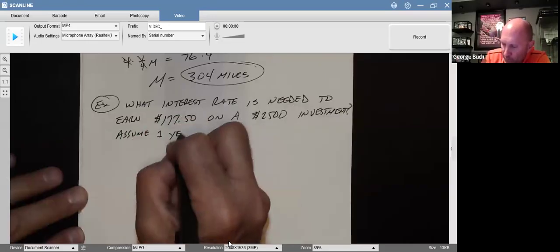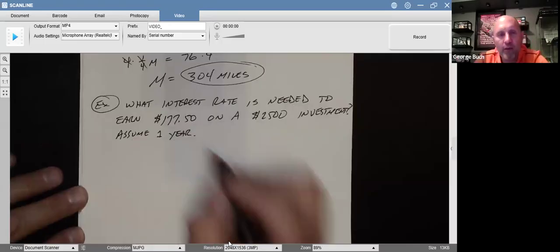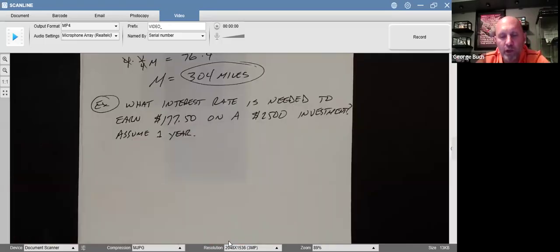And we invest $2,500. And in 1 year, we go back and look at our account, and then we now earned $177.50 on that investment. So again, we read the question, what interest rate is needed to earn that much money on a $2,500 investment?